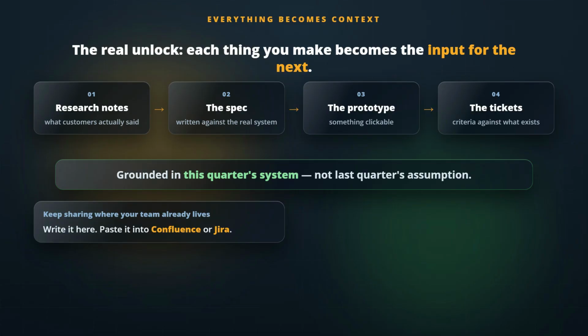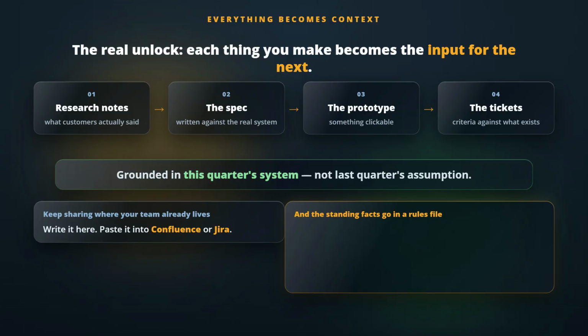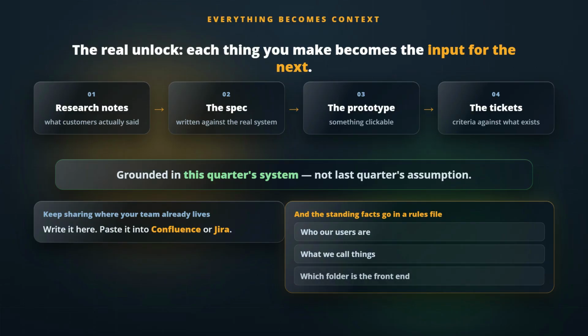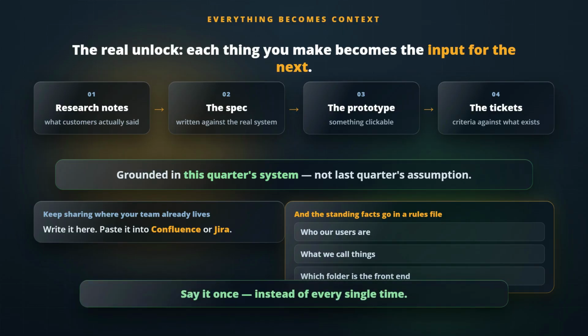Write it here, paste it into Confluence or Jira. And the standing facts, who the users are, what we call things, which folder is the front end, write those once into a rules file, and the agent reads it every session. Say it once instead of every time.